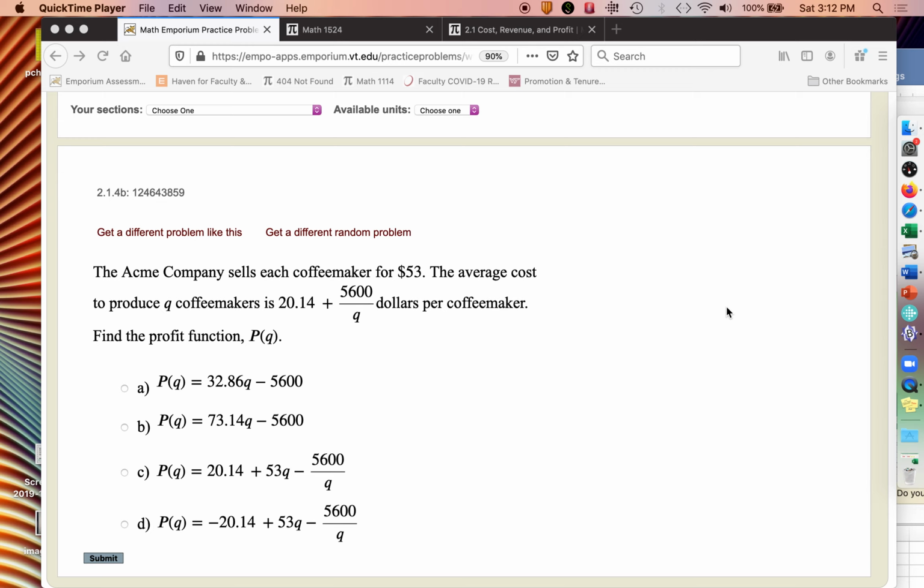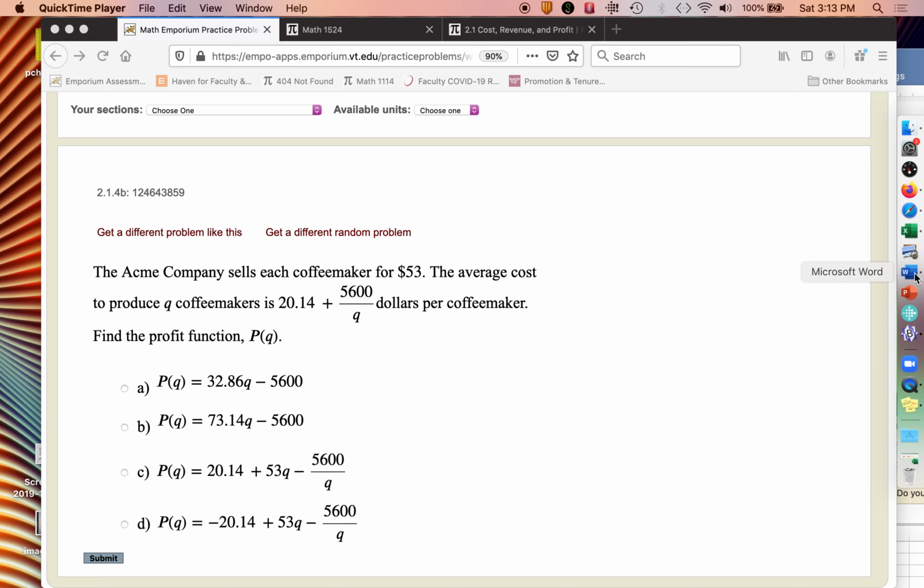Problem type 2.1.4b. The Acme Company sells each coffee maker for $53. The average cost to produce Q coffee makers is 20.14 plus 5,600 divided by Q dollars per coffee maker. Find the profit function P of Q.